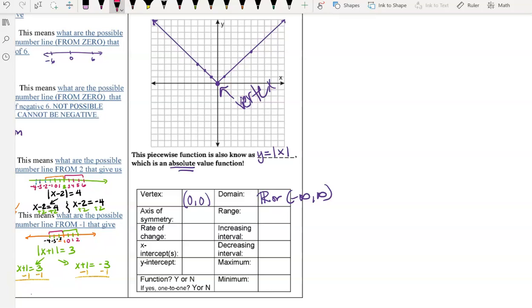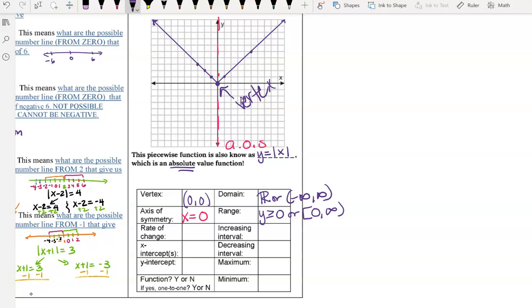We have an axis of symmetry right here. This is your axis of symmetry. When you fold it, the left and the right, they look exactly the same. So we call this x equals 0. Your range, students, is y is bigger than or equal to 0 because at 0, 0 it's inclusive, or in interval notation 0 all the way up to positive infinity with a bracket at 0.